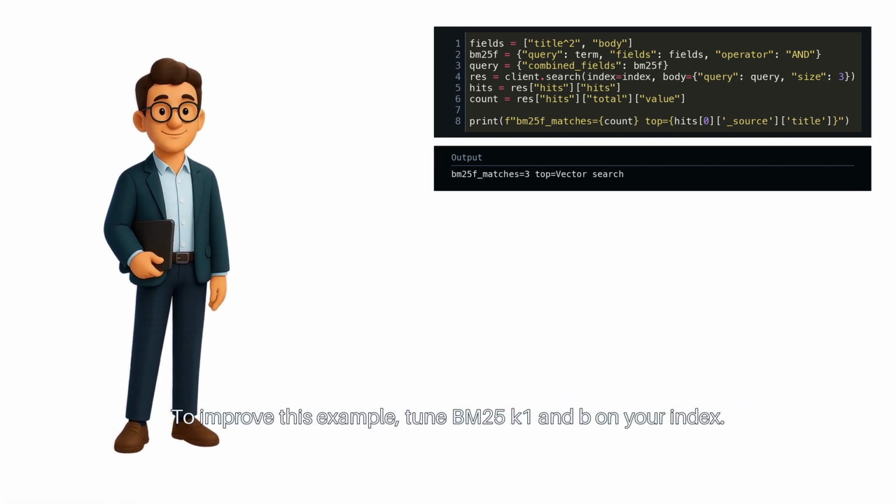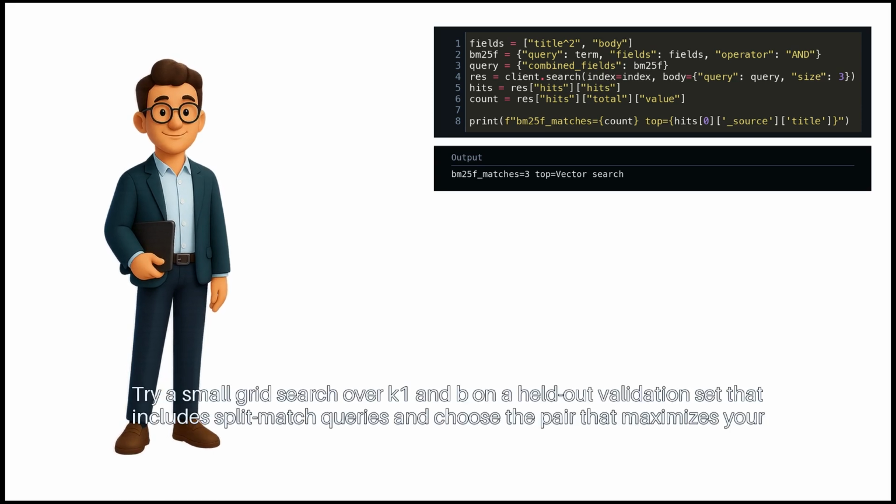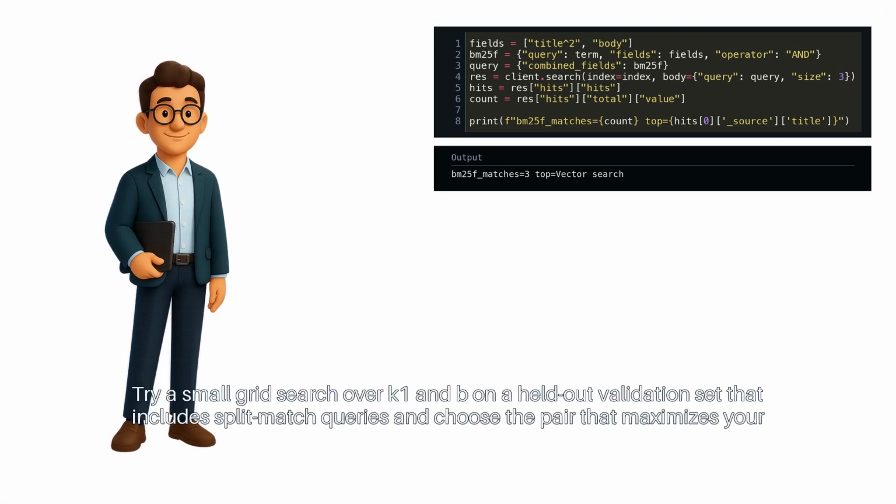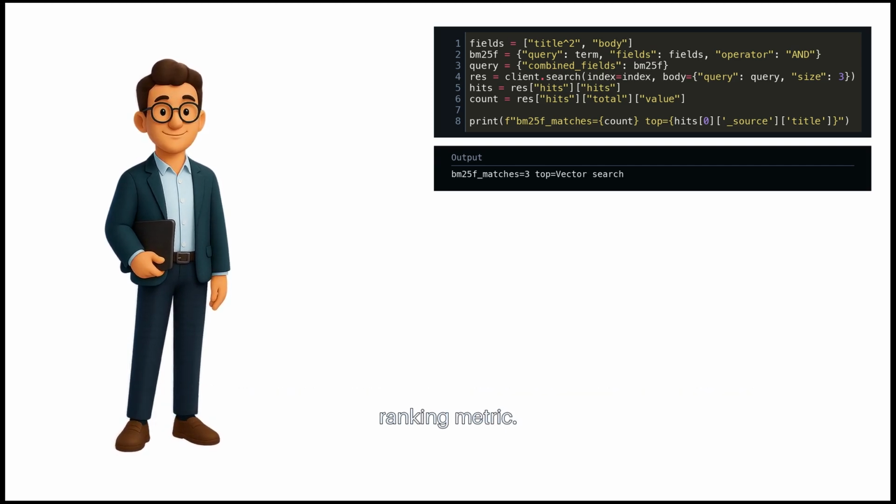To improve this example, tune BM25, K1, and B on your index. Try a small grid search over K1 and B on a held-out validation set that includes split match queries, and choose the pair that maximizes your ranking metric.